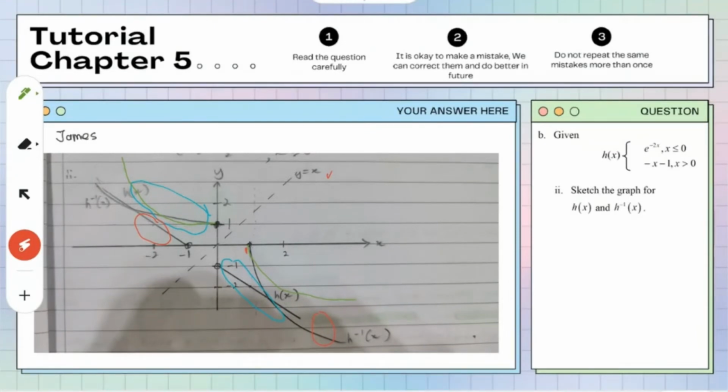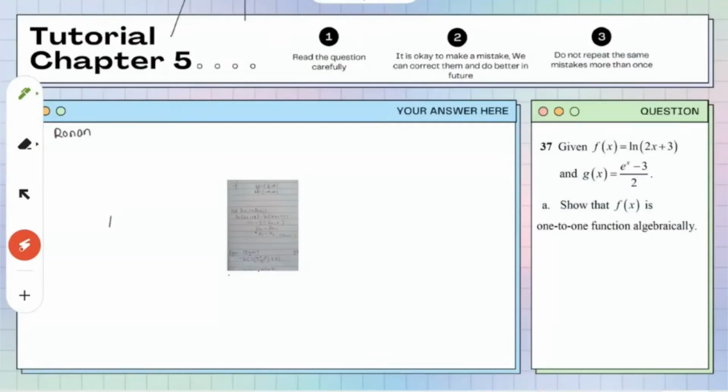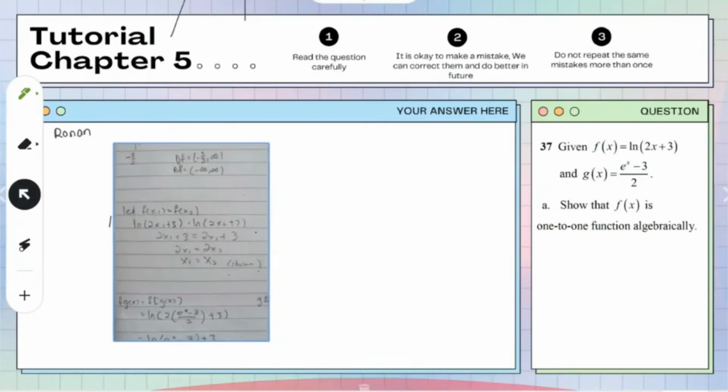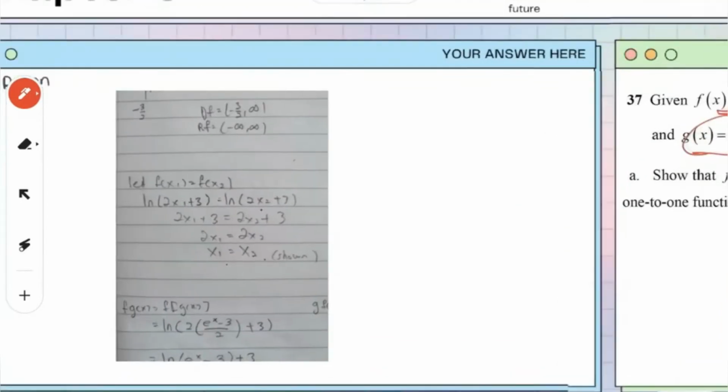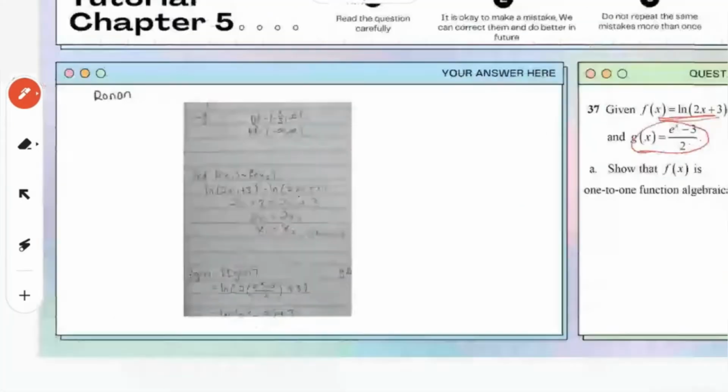Okay, so alright, Faika dah bagi jawapan. Okay. Now 34B2 dah, 37. Kecilnya. Saya boleh besarkan tak? Tidak. Saya boleh besarkan. So Ronan bagi jawapan ini. Alright. So for this question 37, given fx equals to ln function, logarithm function, and gx is the exponential function, show that fx is one-to-one function algebraically. So dia tanya fx sahaja. One-to-one function.